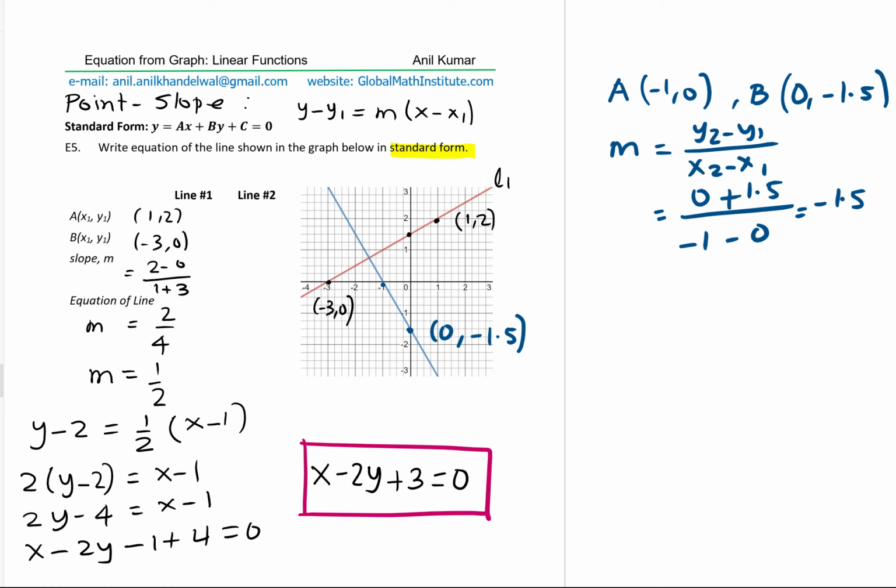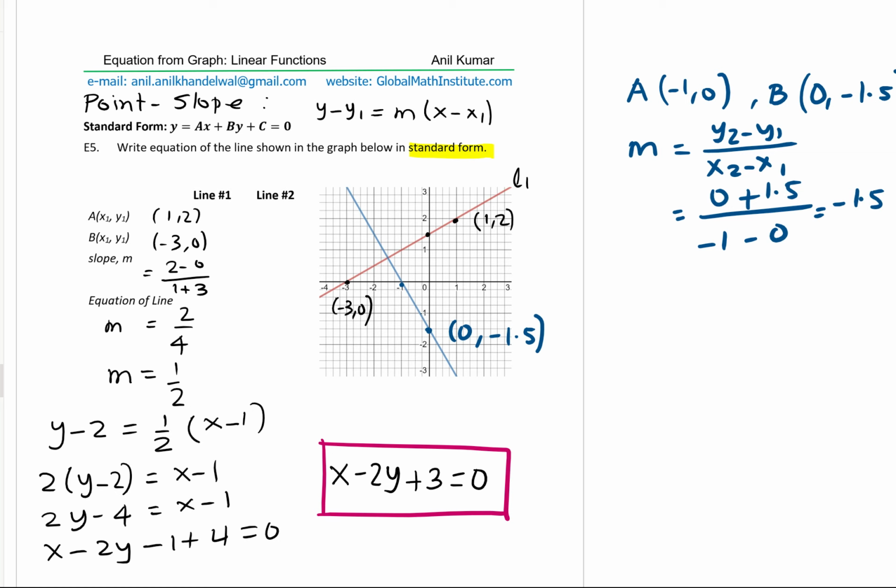So we can write the equation in the form y minus y1 equals m times x minus x1. Right? So we'll substitute the values, write down the equation and then solve. The y value which we'll consider is minus 1. So y minus minus 1 becomes plus 1 equals slope of minus 1.5 times x minus x1, which is 0. So we have y plus 1 equals minus 1.5 x.